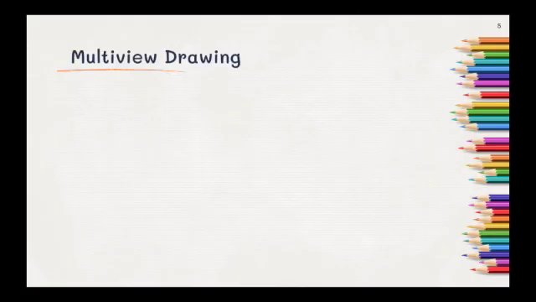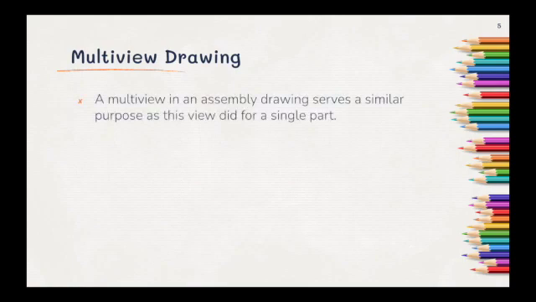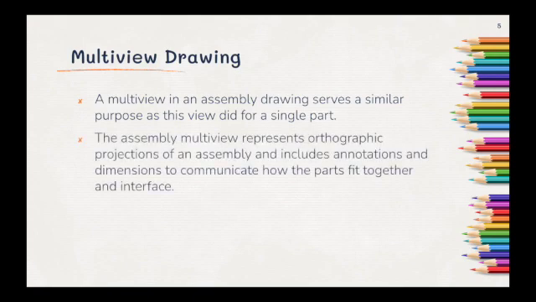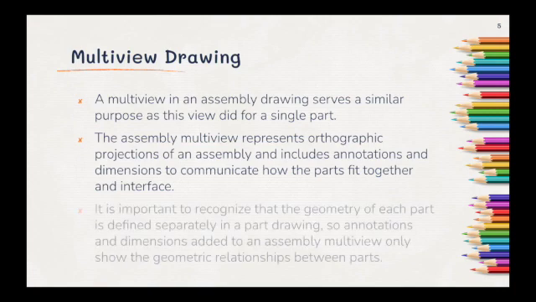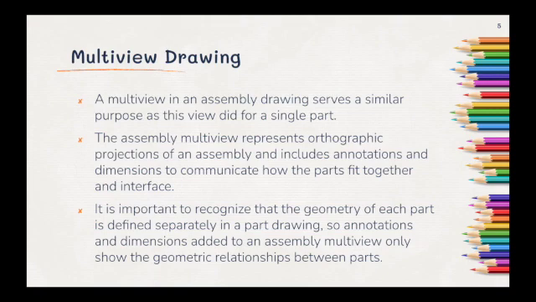So let's first discuss the multi-view drawing component of the assembly drawing. A multi-view in an assembly drawing serves a similar purpose as it did for a single part. The assembly multi-view represents orthographic projections of an assembly and includes annotations and dimensions to communicate how the parts fit together and interface. It's important to recognize that the geometry of each part is defined separately in a part drawing, so annotations and dimensions added to an assembly multi-view only show the geometric relationships between the individual parts.